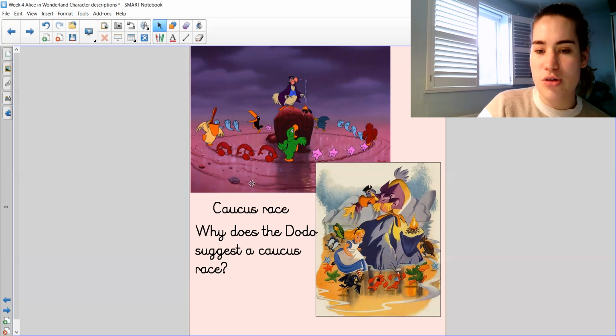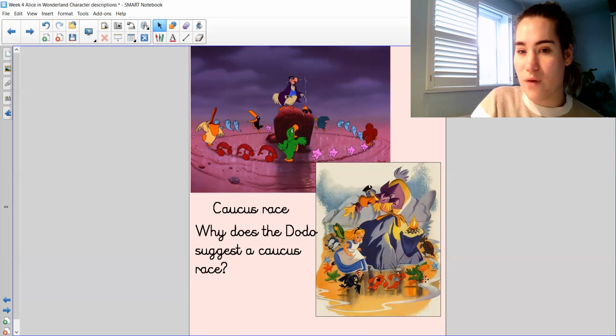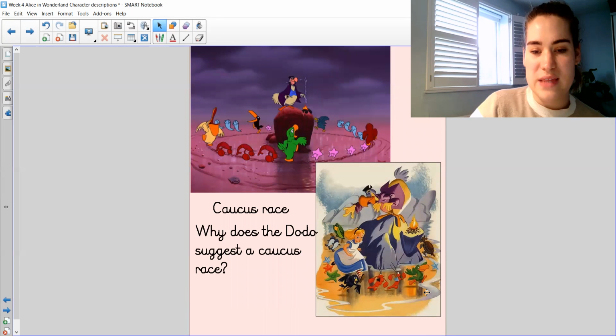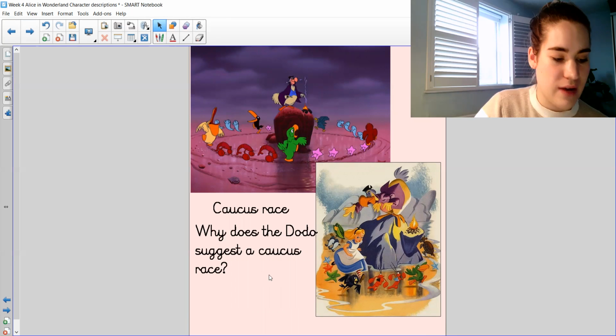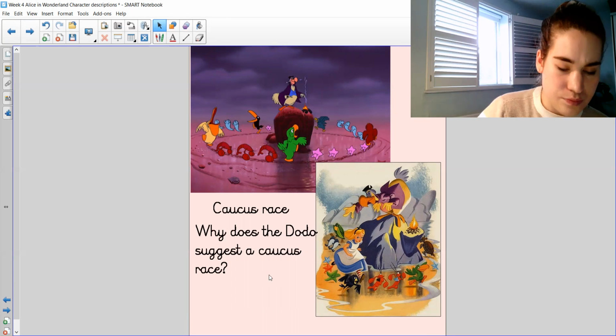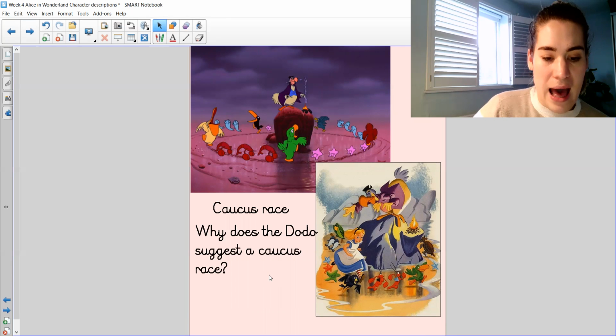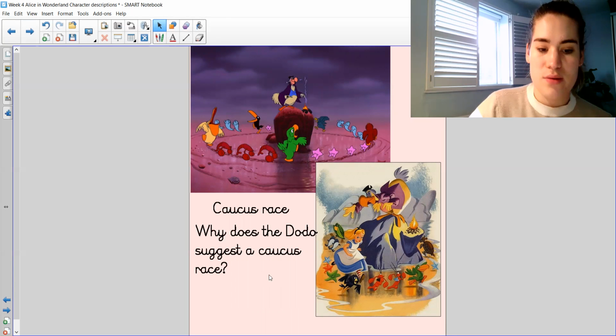Okay, so the dodo suggested that they did this to help them all dry off after they had been in the pool of tears. Okay, and here we can see them having their race. Wonderful. So finish the race now, and they're asking who's won the race.